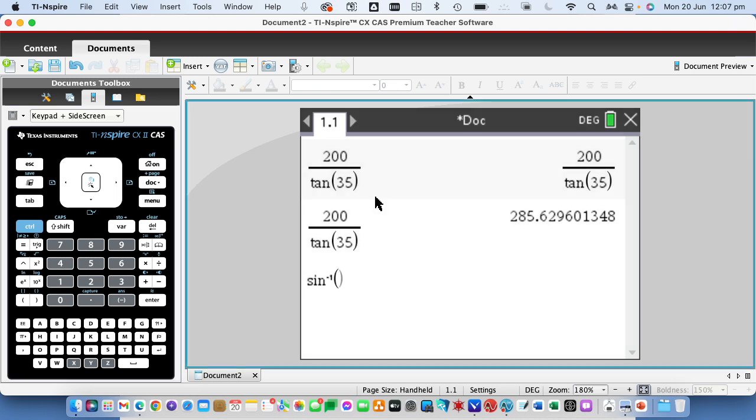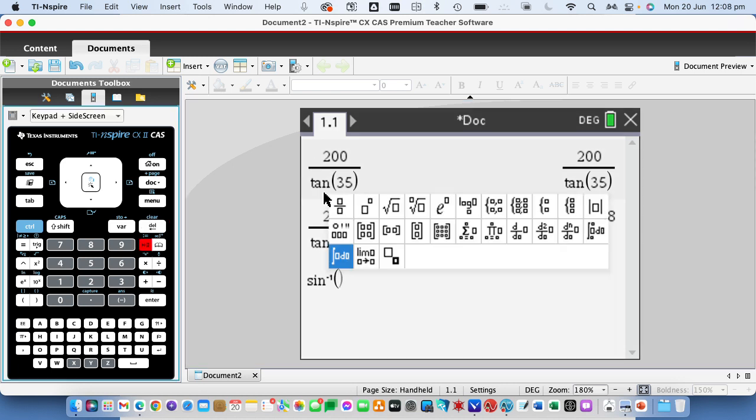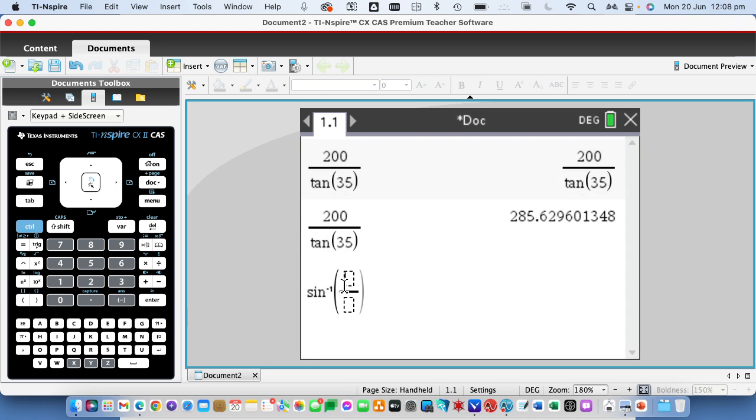So I'll go sine inverse, and then you can either go 3 divided by 4 for 3/4, or you can waste time and go to your fraction button and put in 3/4, or you can say, well, I know what 3/4 is as a decimal, and go straight to 0.75. Whatever floats your boat, they all will do the same thing. Then press return, and there's the angle, 48.59 degrees.